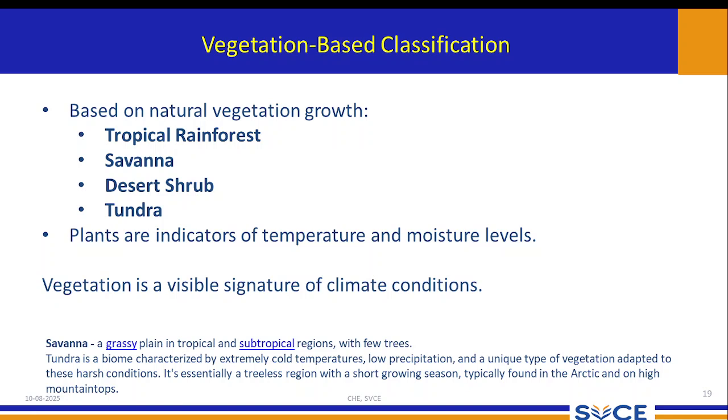So what do you mean by tundra? Tundra is a biome characterized by extremely cold temperature, low precipitation, and a unique type of vegetation adapted to these harsh conditions. It is essentially a treeless region. There is no tree, with a short growing season, typically found in the Arctic and on high mountains. Low precipitation means little rainfall, and extremely cold temperature.